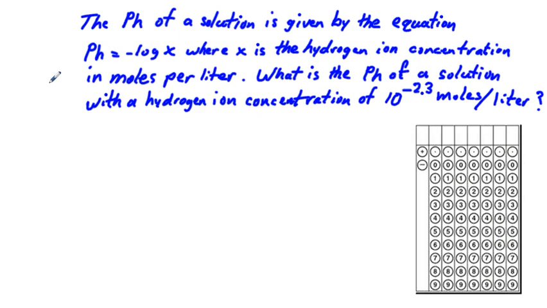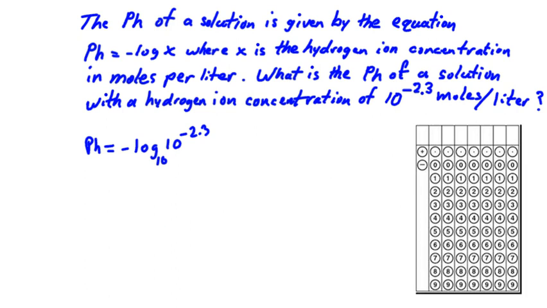The pH of a solution is given by the equation pH equals negative log x, where x is the hydrogen ion concentration in moles per liter. What is the pH of a solution with a hydrogen ion concentration of 10 to the negative 2.3 moles per liter? So the pH is going to be equal to negative log, that's log base 10, of 10 to the power of negative 2.3. So we can put this in our calculator, and it's going to be pretty easy what it is. So let's put it in here.